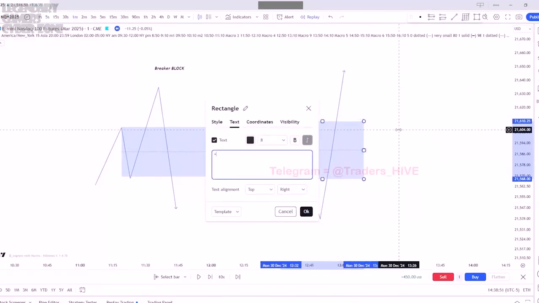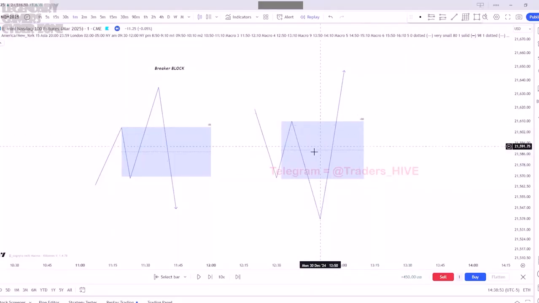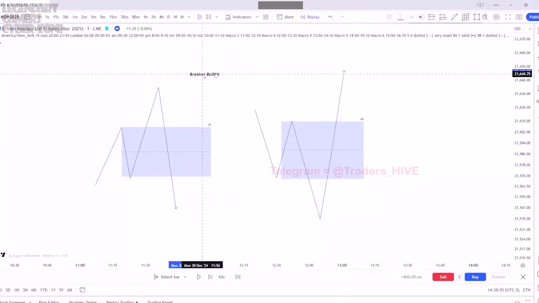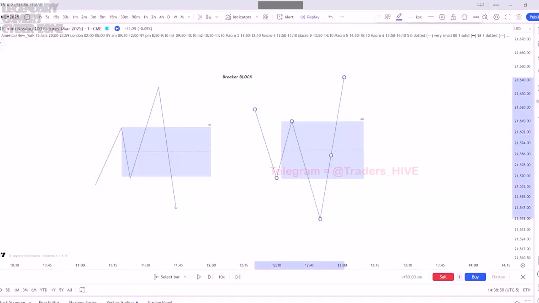So right here, plus BB, okay, super important. This is my favorite entry model and by far the best in trading. Okay, it tells you the story the best in the 1 minute chart for sure.